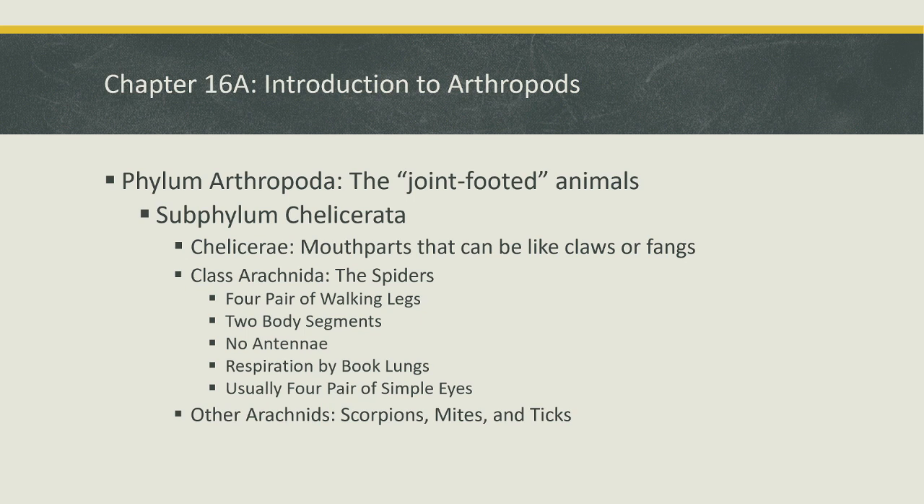All right, then another subphylum that we have here is Chelicerata, and it's named after the chelicerae, which are mouth parts that these arthropods have. These mouth parts can be like claws or like fangs. And mostly we think of the subphylum Chelicerata for class Arachnida. These are the spiders. Well, mainly spiders. We'll see that there are other arachnids other than spiders. But some of the common characteristics of arachnids that make them a little different from some of the other arthropods: they have 4 pair of walking legs, giving them a total of 8 legs.